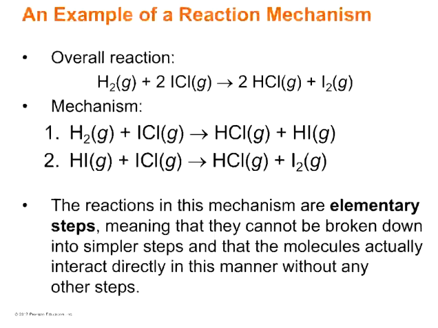So those 2 steps that we just went over, those are called elementary steps. So they cannot be broken down into simpler steps, and the molecules actually interact directly in this manner without any other steps. All right, now we could then come up with the overall reaction by canceling any intermediates. So in this instance, HI, hydroiodic acid, is our intermediate because it appears in the product of step 1 and it appears in the reactants of step 2. So it's being produced and then subsequently being consumed. So it doesn't actually show up in our overall reaction.